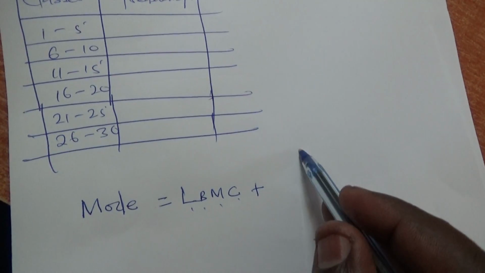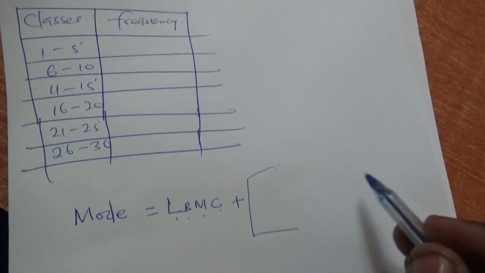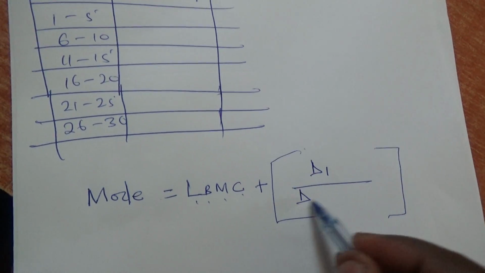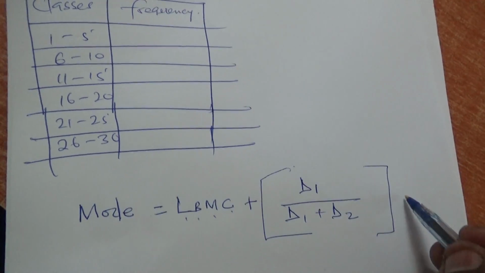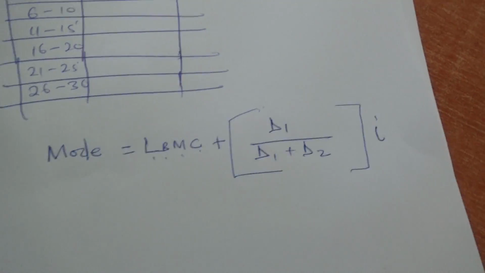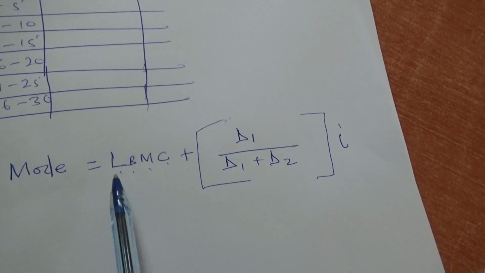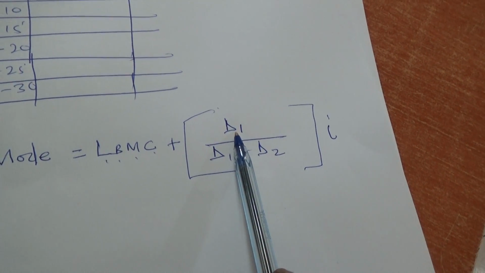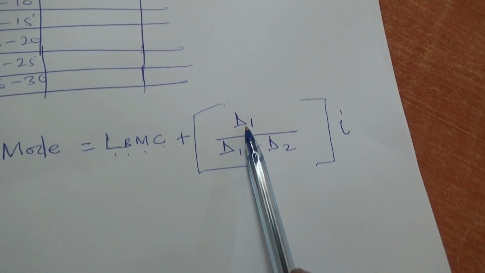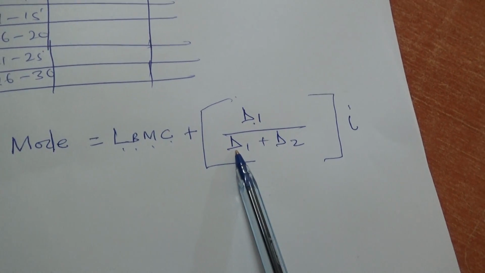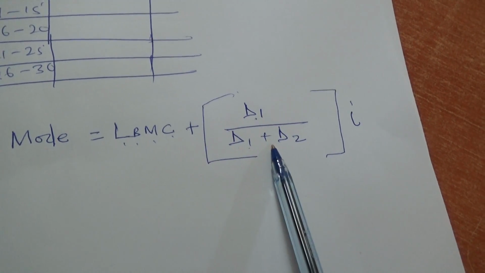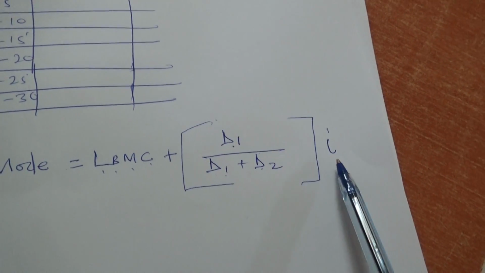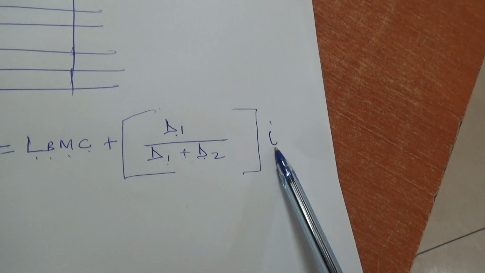plus d1 over d1 plus d2, times i. Okay, this is the formula. And what does this mean? The lower boundary of the modal class plus the modal frequency minus the frequency immediately above it, over again the modal frequency minus the frequency immediately above it plus the modal frequency minus the frequency immediately below it, and this i implies the class interval.